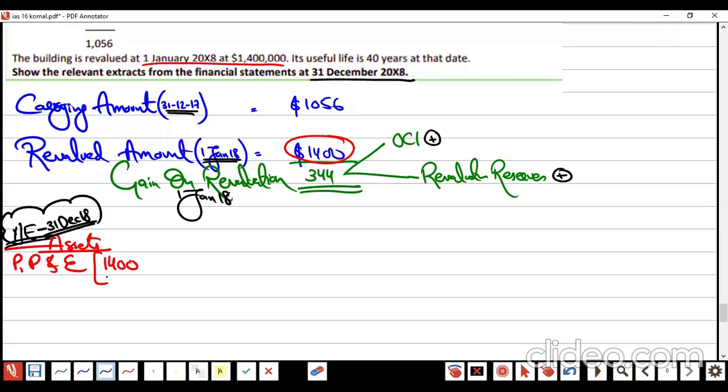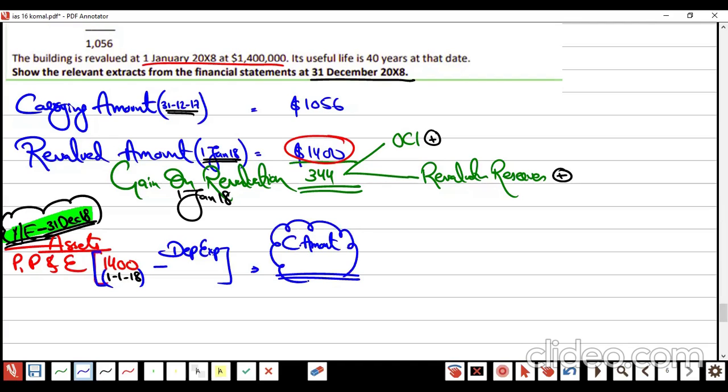The value is at 1st of January 2018. The year end is 31st of December 2018. How many months passed? 12. I can say the revaluation is at the start of the year. So now 12 months passed, right? So I need to deduct depreciation for the year to get the carrying amount for the year end, the carrying amount for the SFP. Am I right?